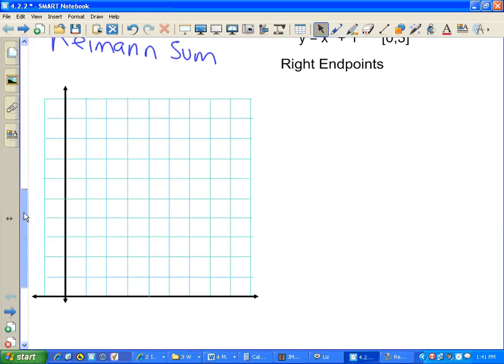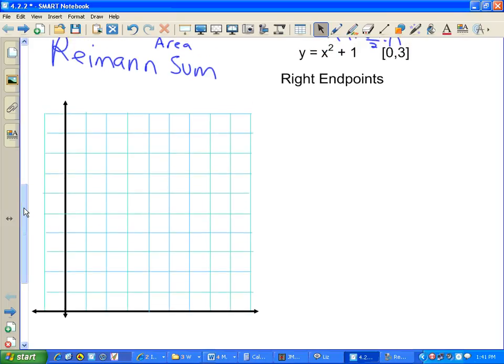So I've got a function that's going to make a curve, x squared plus 1. So I'll just graph that. So it's a parabola, and it's shifted up 1. So my starting point here, I go over 1, I go up 1. Over 2, I go up 4. Over 3, I go up 9.